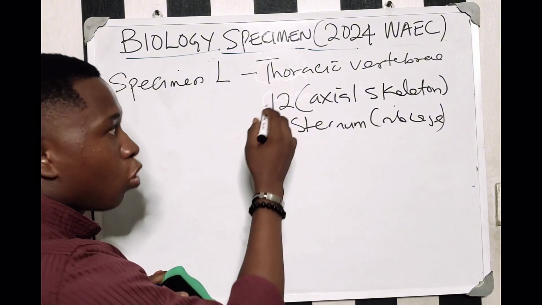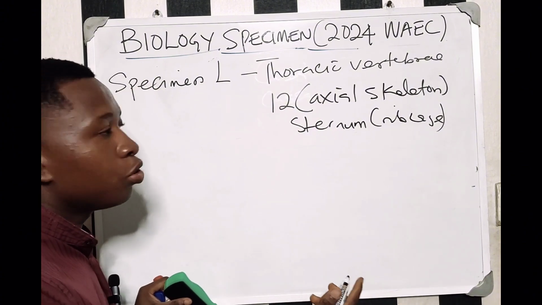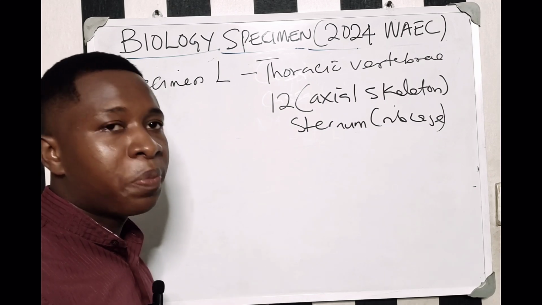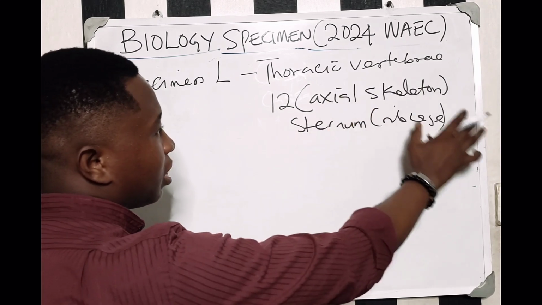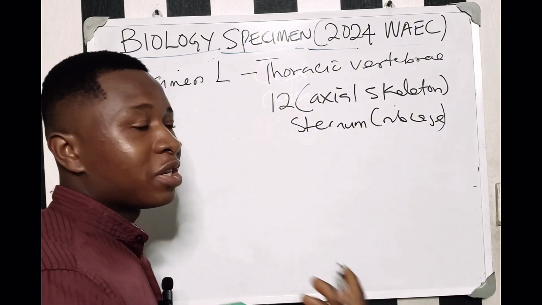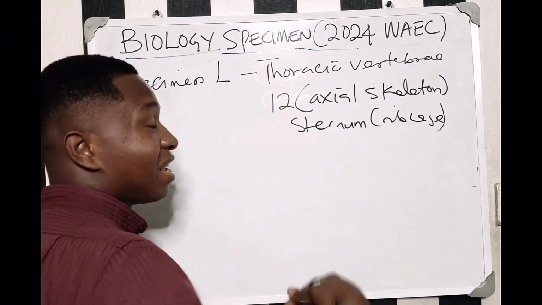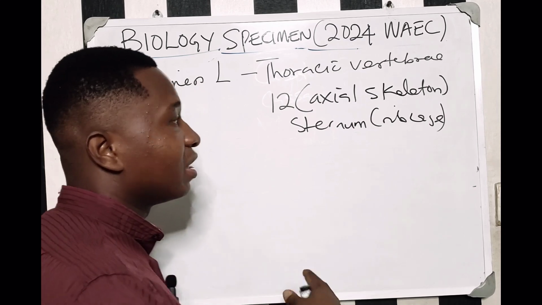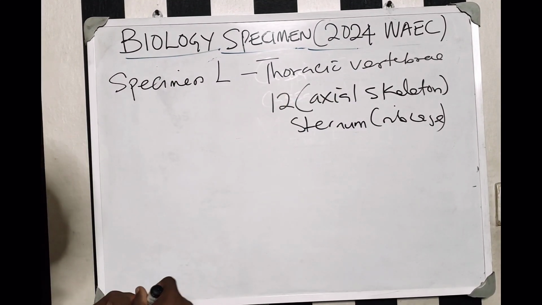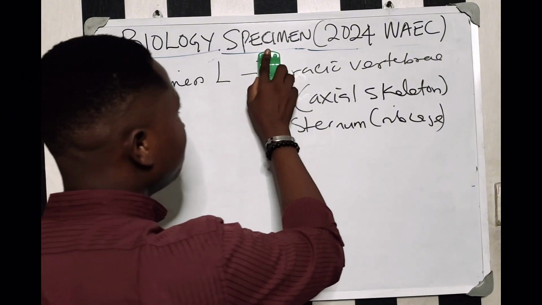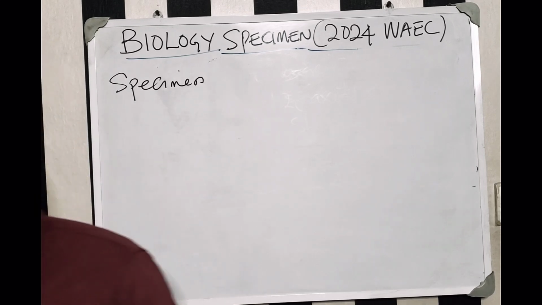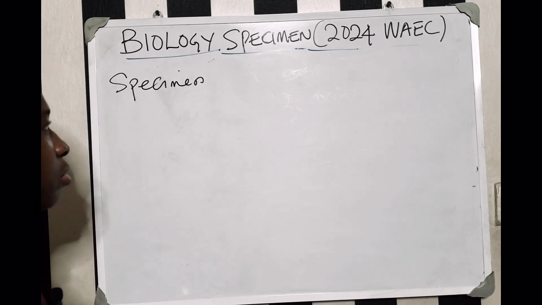You might be asked to draw the thoracic vertebrae, so you should draw it and label appropriately. You learn the functions. I've told you the functions of the thoracic vertebrae, that the bones of the rib articulate from them to form a rib cage. So that's about thoracic vertebrae. Now let's move to the next specimen. We are trying to be fast because of time. The next specimen is the humerus, specimen M.